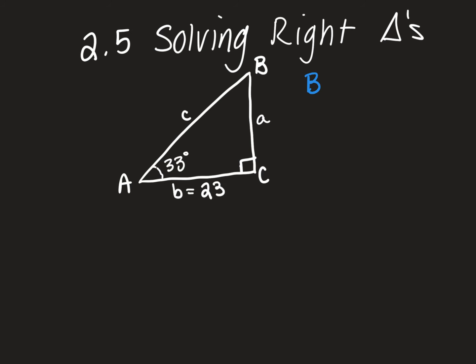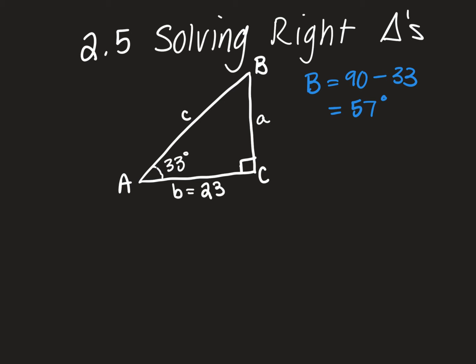All right, so to find angle B, we're going to do 90 minus 33. We're just doing 90 minus 33 right now. So what is 90 minus 33? 57. Yes, 57.